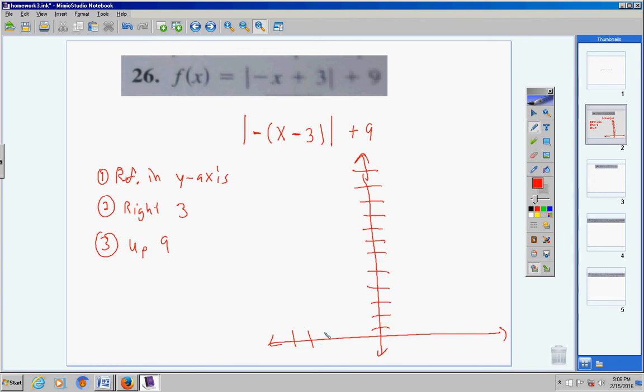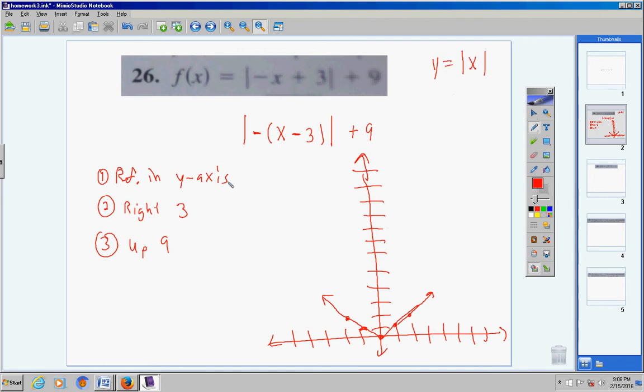Now the standard absolute value graph, I'll do it in red, is here, and then here, and then here. 1, 1, 2, 2, 3, 3. I went a little extra there. There we go. So there's the standard absolute value graph of this right here.